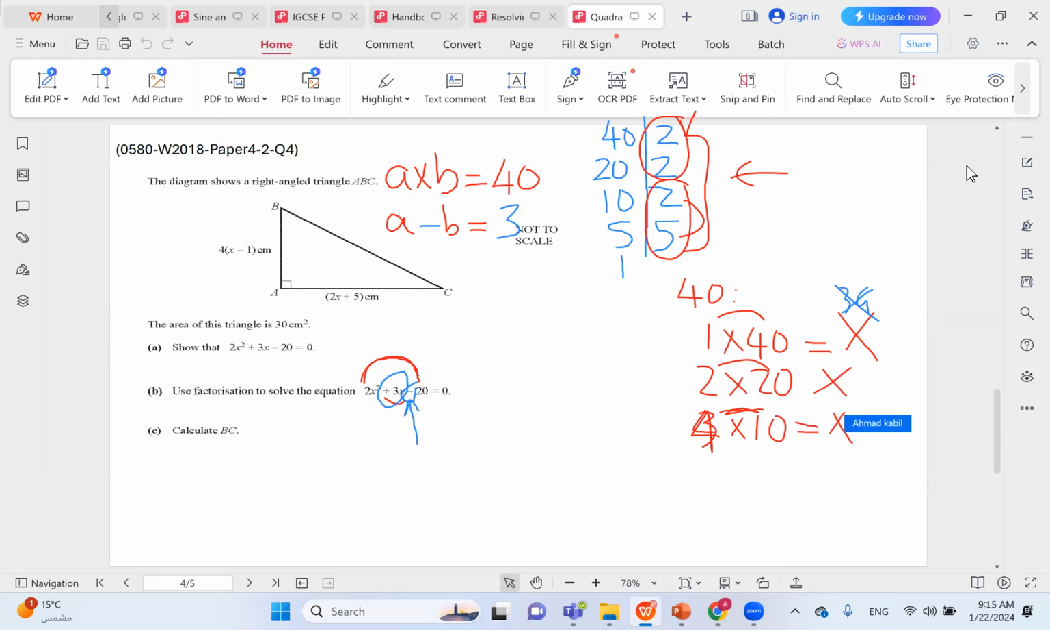So I'll just write the differences on the left so that you understand why they're wrong. 40 minus 1 is 39. 20 minus 2 is 18. 10 minus 4 is 6. So these are not correct.